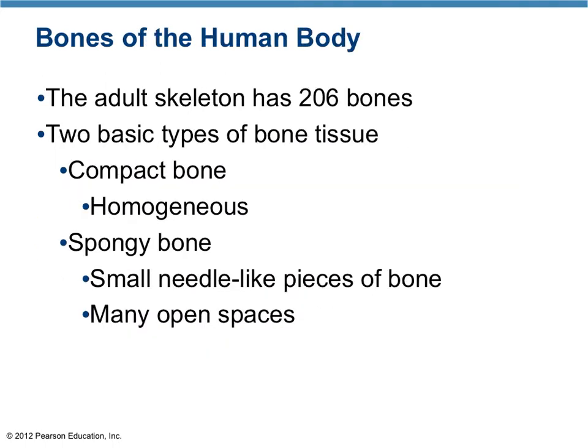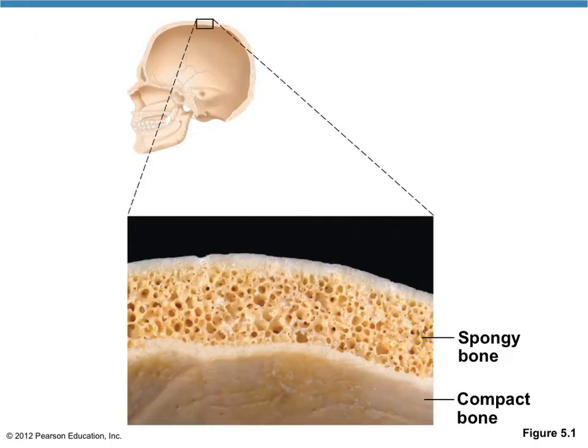The adult skeleton has 206 bones, and there's two basic types of bony tissue. So there's compact bone, which has a very homogeneous appearance, and then there's also spongy bone that has lots of small needle-like projections and many open spaces. So it does, in fact, look kind of like a sponge. This cross-section of the skull bone shows both spongy bone and compact bone. So the compact bone forms the two outside layers. It's kind of a sandwich, and then the spongy bone is found in the middle, and it's where it's open and the bone has a lot of holes running through it.